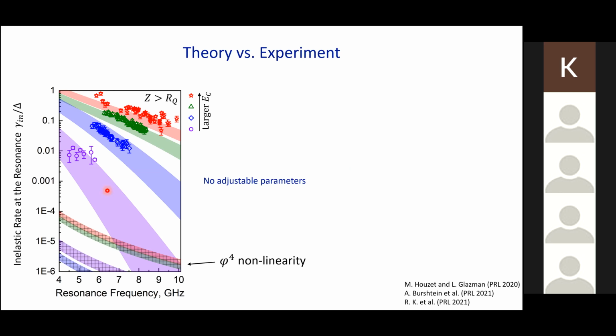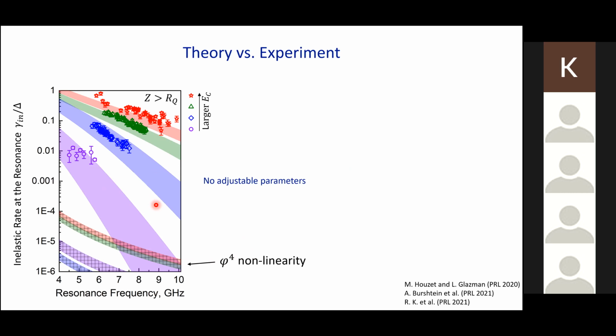These theory lines don't have any adjustable parameters. Their width comes from uncertainty in measured device parameters. And just for comparison, I also show you here what a standard phi to the 4 nonlinearity would give. It's many orders of magnitude smaller than the observed rates.